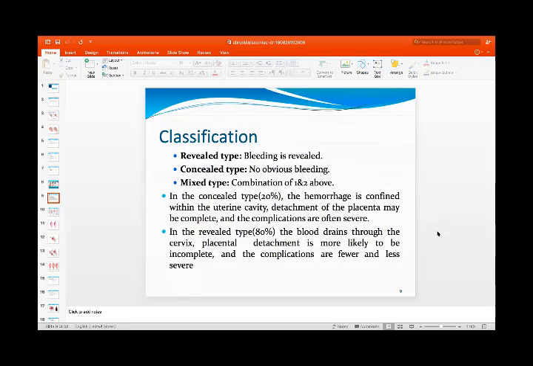So concealed is about 20%. The hemorrhage is confined within the uterine cavity, the placental detachment may be complete, and the complications are severe. In the revealed type, which is most of the cases, that is 80%, the blood seeps out of the cervix. The placental detachment is more likely to be incomplete, and the complications are fewer and less severe.